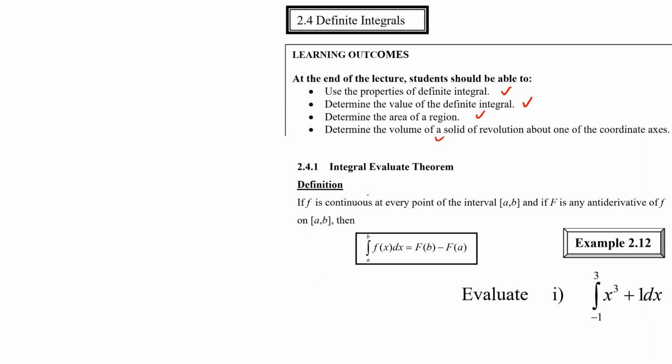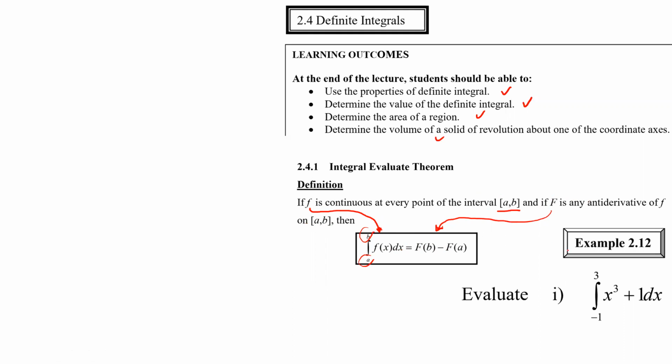So per definition, if f is continuous at every point of the interval [a, b], meaning that it includes the values of a and b, and if capital F is any antiderivative of f on [a, b], then we can state that the integral from a to b of f(x) dx is equal to capital F(b) minus capital F(a). Means that you have to substitute the values of b and a.